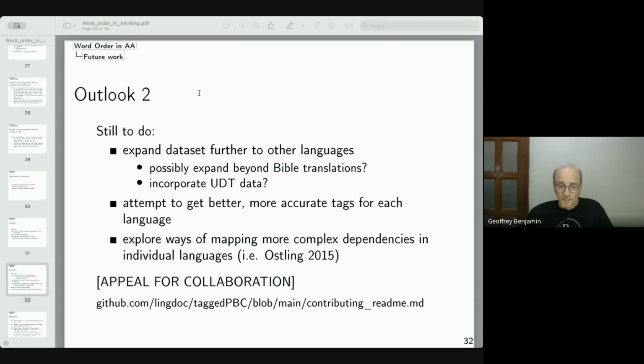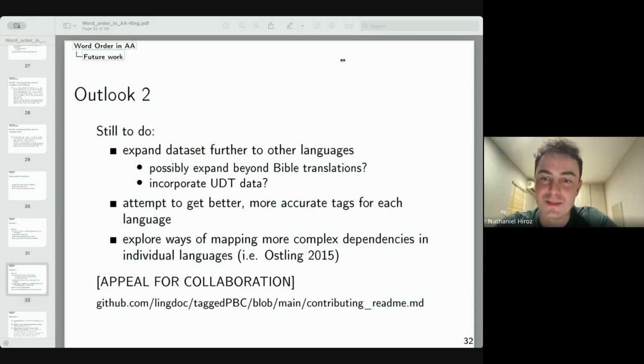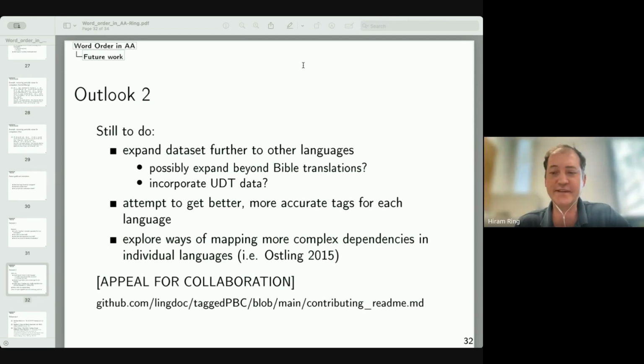Ryan has a question in the chat. Does the database contain a combination of hand-annotated, interlinearized data and machine-annotated data? No, it doesn't. So this is all based on the Parallel Bible Corpus, which was developed by Michael Cysouw and Mayer. I'm trying to remember his first name, but they basically made the data available. None of it has been manually interlinearized.